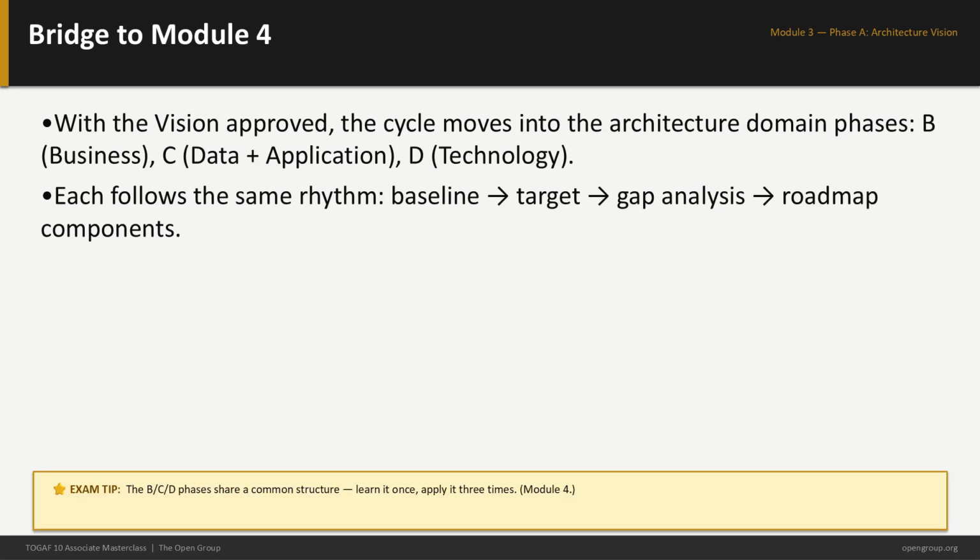So where to next? With the vision approved, the cycle moves into the architecture domain phases, phase B for business, phase C for data and application, and phase D for technology. And here's some good news that'll make Module 4 much easier. These 3 phases all share a common structure. Each one follows the same rhythm: describe the baseline, describe the target, perform a gap analysis, and define candidate roadmap components. Learn that pattern once in the next module, and you can apply it 3 times over. Let's go meet the domain phases.